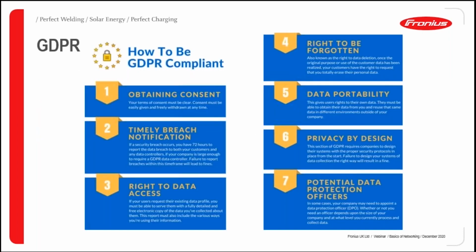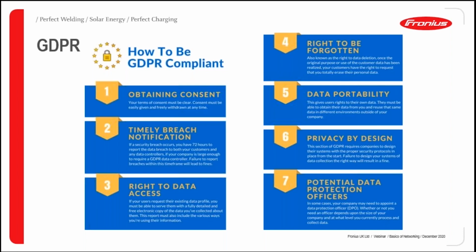So, how to be GDPR compliant? First point is to obtain consent. Your terms and conditions have to be clear, and consent must be easily given and freely withdrawn at any time. There's the timely breach notification. So if a security breach occurs, you have 3 days to report the data breach to both your customers and any data controllers. And if your company is large enough to require a GDPR data controller, then that's what you need to do. And failure to report these breaches within the time frame will lead to fines.